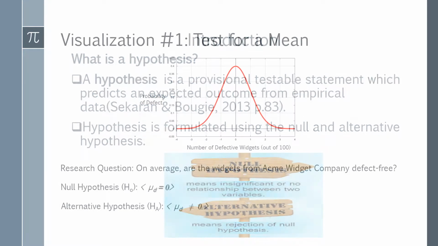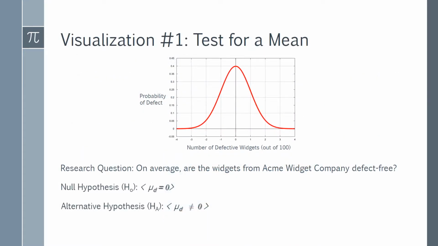So we'll move to our first test here, which is the test for a mean. What is this visual picture telling us here? This is telling us that on average there is a 40% chance that the number of defective widgets picked out from that sample of 100 will be zero.